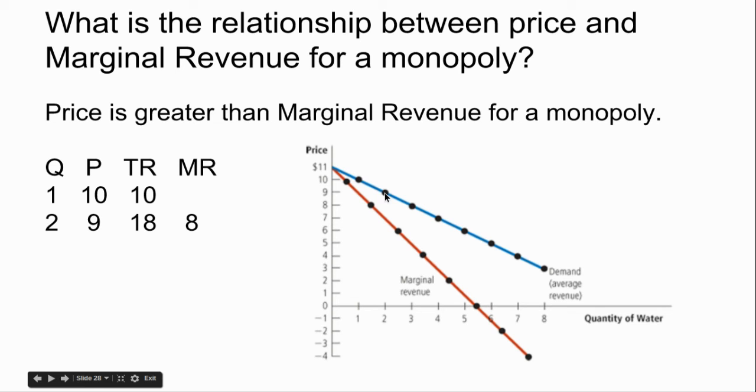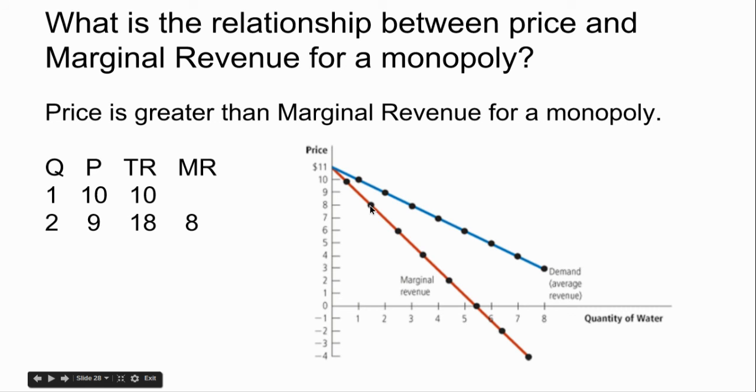If it wants to increase output to 2, it's got to reduce price to 9, which means its total revenue goes from $10 to $18. 2 times 9 is 18. The increase in revenue from increasing output from 1 to 2 is only $8. The increase from 10 to 18.